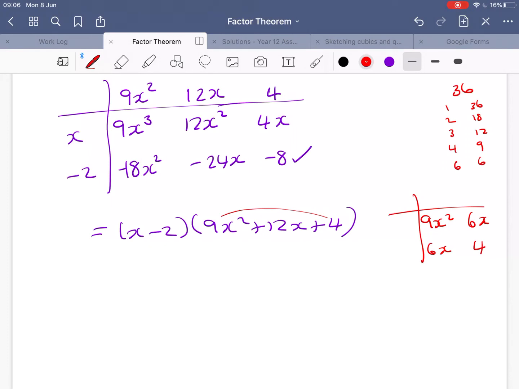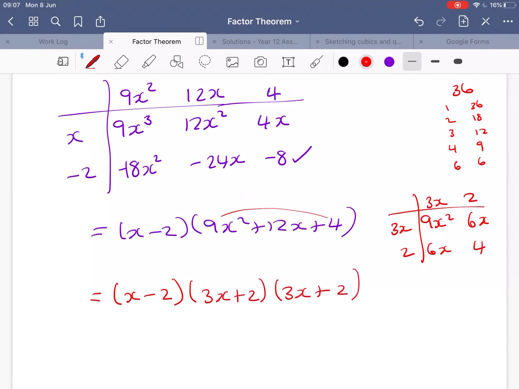Common factor of the top row is 3x. I've got a 3x there. So I need a 2 and a 2. So actually, my cubic becomes x minus 2, 3x plus 2 times 3x plus 2.